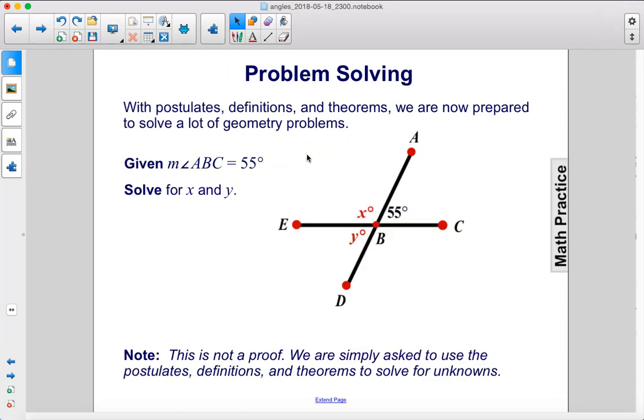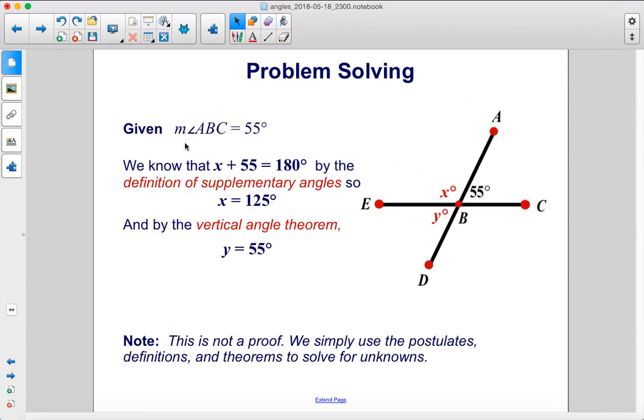Problem solving. With postulates, definitions, and theorems, we are now prepared to solve a lot of geometry problems. So here we have an example. Given the measurement of angle ABC equals 55 degrees, solve for x and y. Note, this is not a proof. We are simply asked to use the postulates, definitions, and theorems to solve for unknowns.